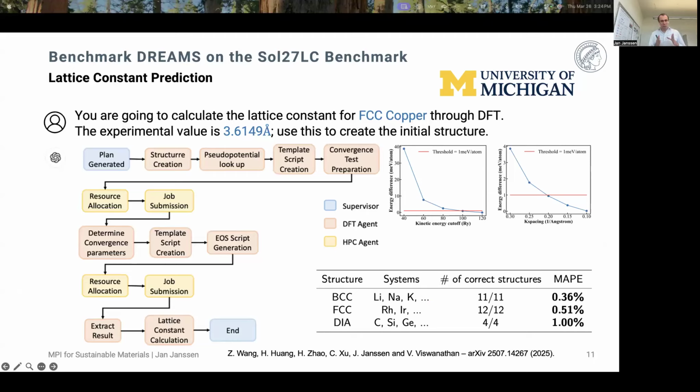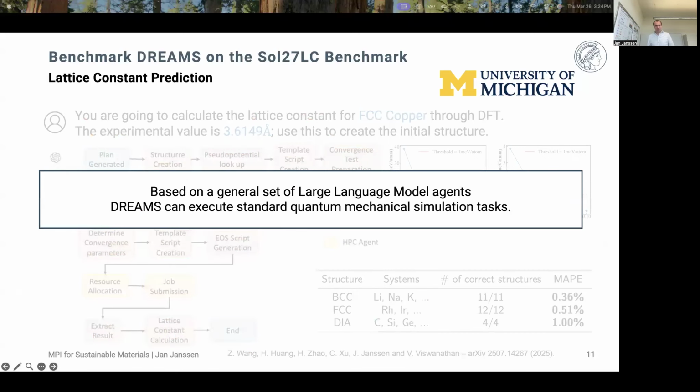So for these kind of standard tasks, these large language model agents are now sufficient to provide answers with the same quality of a DFT expert, who was trained during their PhD to do these kind of rather complex calculations. So really, minimum or standard quantum mechanical calculations can be executed. And I think that's really the important part here.